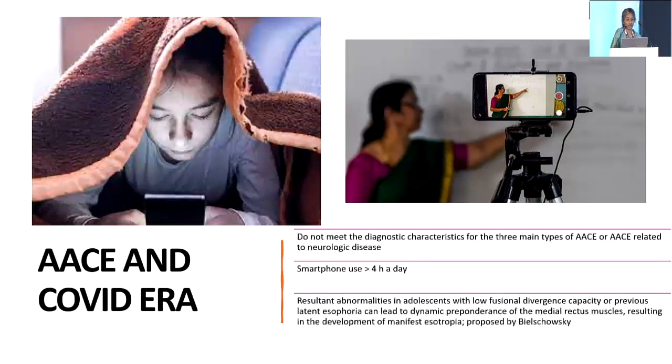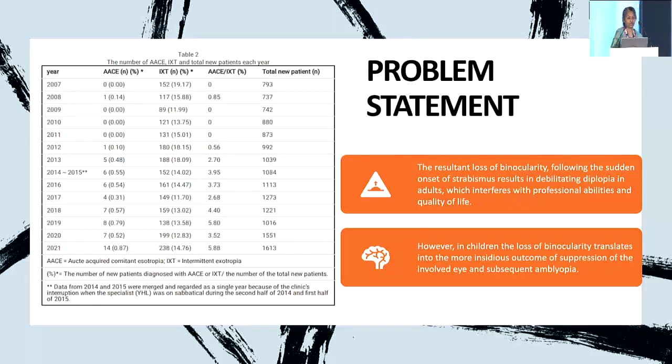So now in the recent 5 years, we have noticed an increased incidence of ACE all over India. And this ACE related to the COVID era does not usually meet the diagnostic criteria for the 3 main types. In most of the patients, it's associated with smartphone usage of more than 4 hours a day. And everybody who uses smartphones does not face this problem. So it mainly occurs in adolescents who have a low divergence capacity or a previous latent esophoria. And that leads to a dramatic overaction of medial rectus, and that results in the manifest tropias.